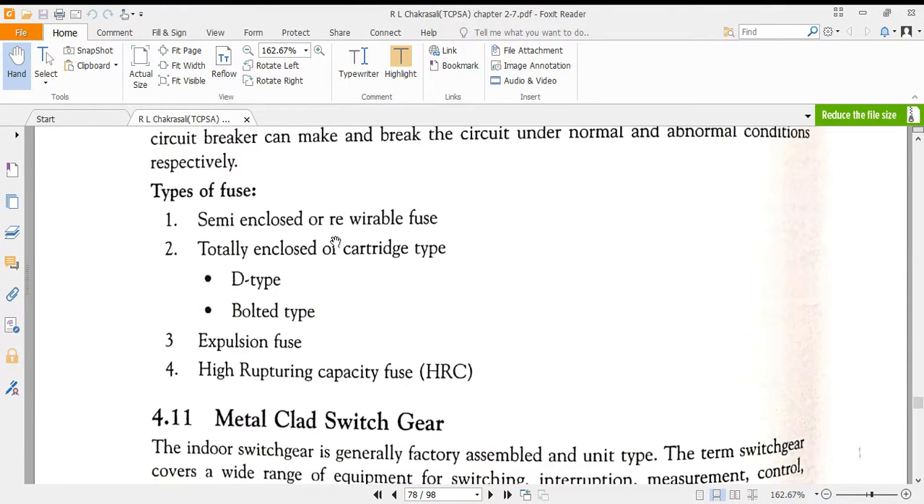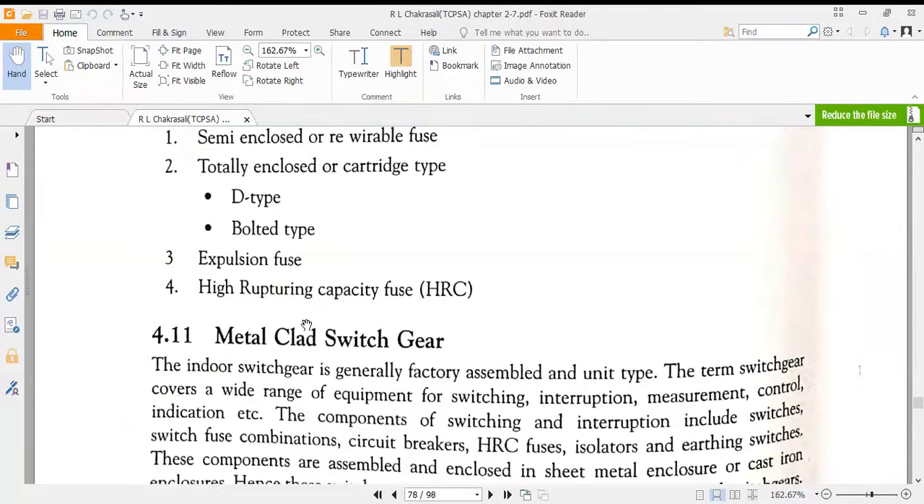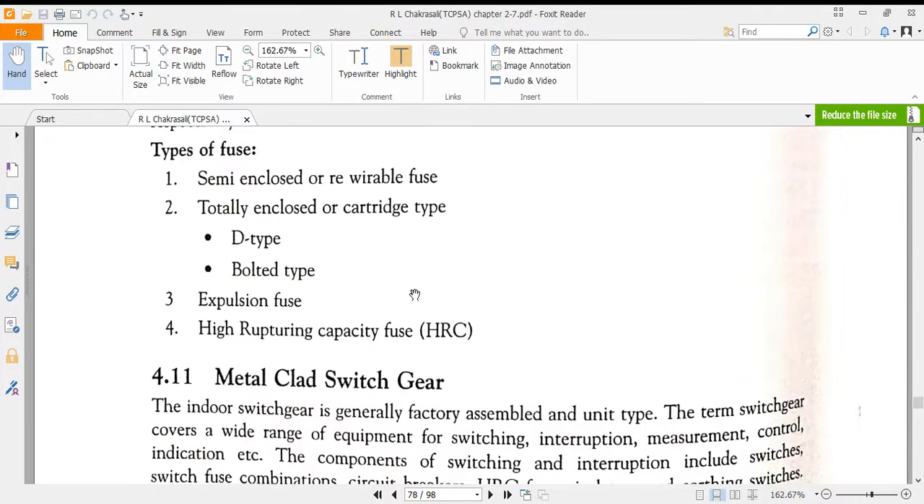Different types of fuses. Semi-enclosed or rewirable fuses. Rewirable is a type of fuse you see in every house. Totally enclosed or cartridge type. These are the box type. You see most of them in the industry. There is a box actually, and within the box there will be fuses. D type and bolted type. Expulsion fuse and high rupturing capacity fuse. In our next class, I will try to show you the different types of fuses, how they look like.